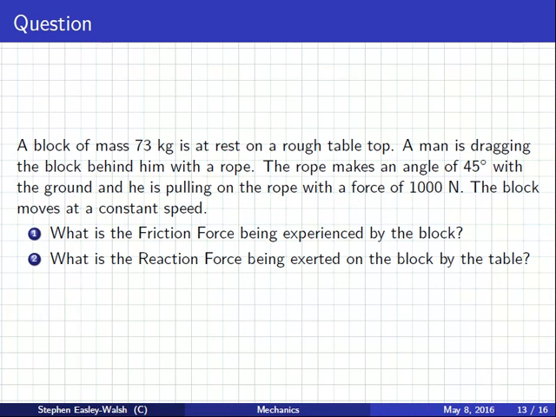Okay, so this one is a little bit different. 73 kg. The man is dragging the block. The rope makes an angle of 40 degrees to the ground, and he's pulling the rope at 1,000 newtons, and the block moves at a constant speed. And this time the table is not smooth. It has friction. It has a drag effect. So, draw, and I'll do it. The first question is, what is the friction force? This is the drag force.